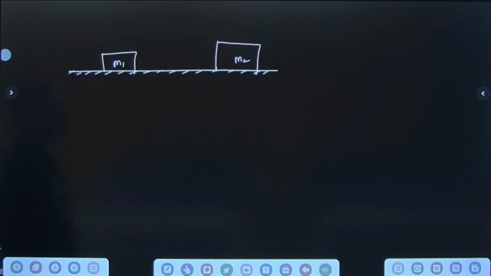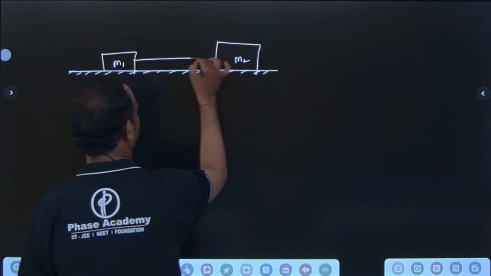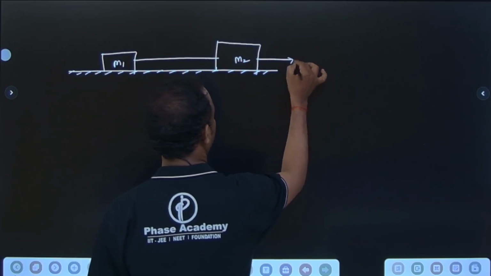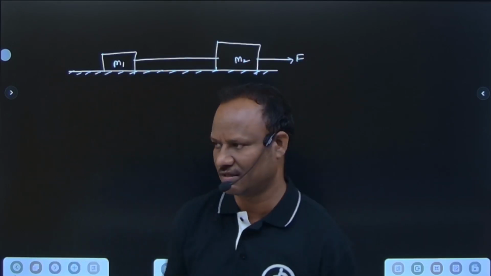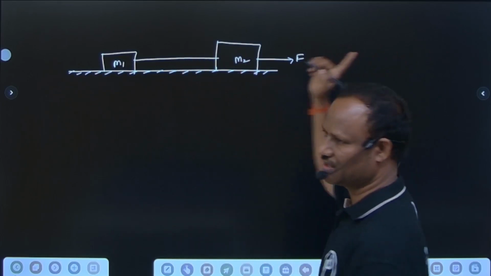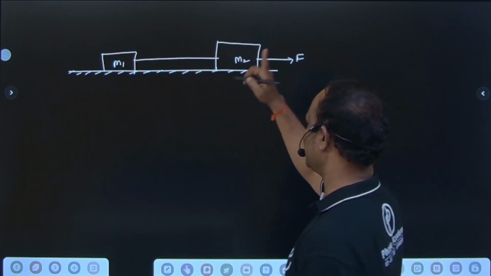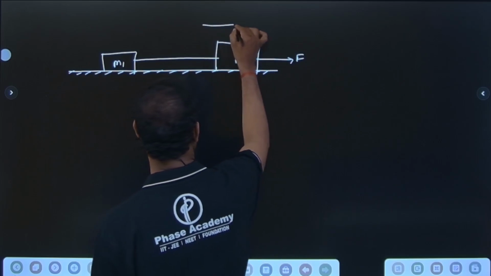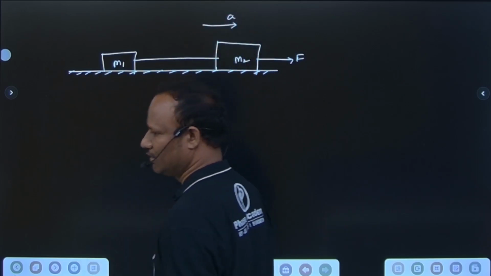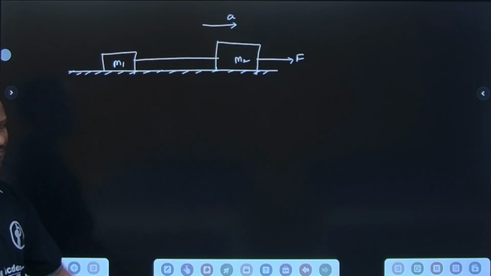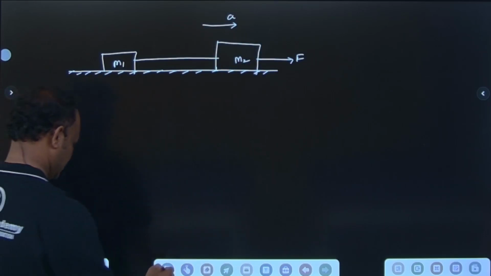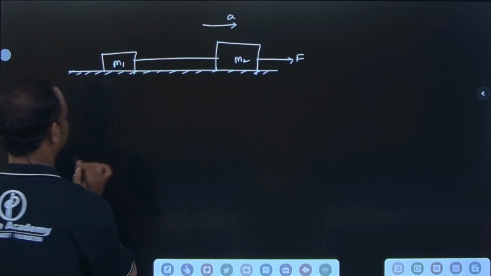Let it be connected by the string. Some external force is applied. Obviously acceleration is in the rightward direction, in the direction of the applied force. Then my question is, I want to draw its free body diagram. How should I? Yes, let us see this free body diagram.